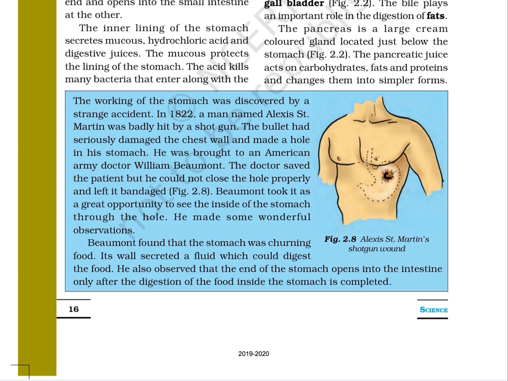Figure 2.8, Alex St. Martin's shotgun wound. In this picture, we can observe a man who has been hit by a bullet near his abdomen.